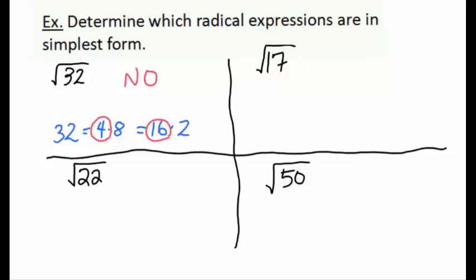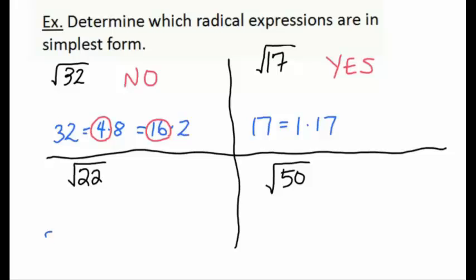Next, let's look at the square root of 17. Well, the only way that we can write 17 is 17 times 1. There's no other way to write this number because it's prime. So this means there are no factors of 17 that are perfect squares. So this particular radical expression is in simplest form.